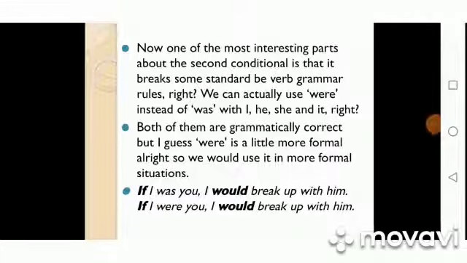One of the most interesting parts about the second conditional is that it breaks some standard "be" verb grammar rules. We can actually use "were" instead of "was" with I, he, she, and it. Both of them are grammatically correct, but I guess "were" is a little more formal. Alright, so we would use it in more formal situations. If I was you, I would break up with him. If I were you, I would break up with him.